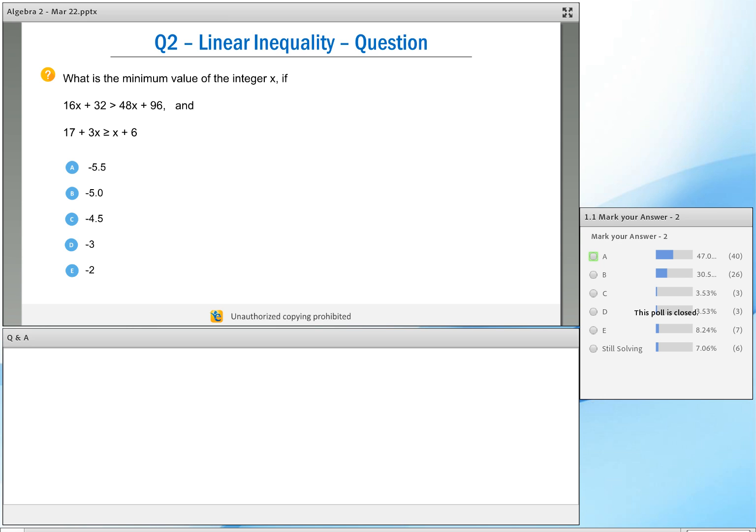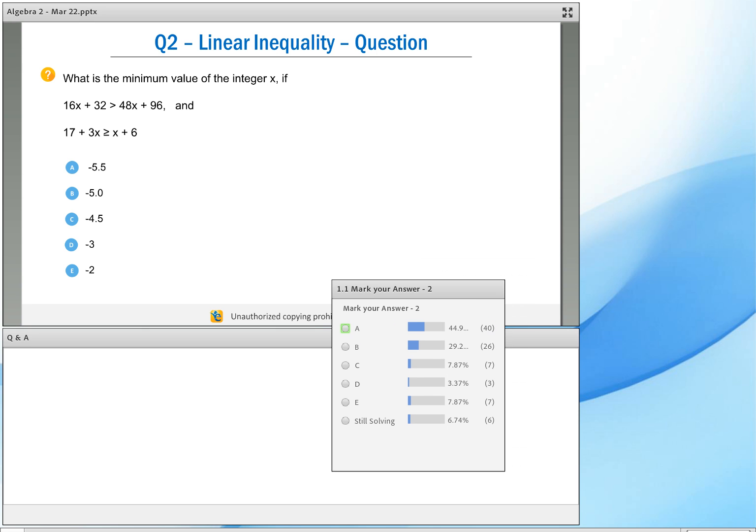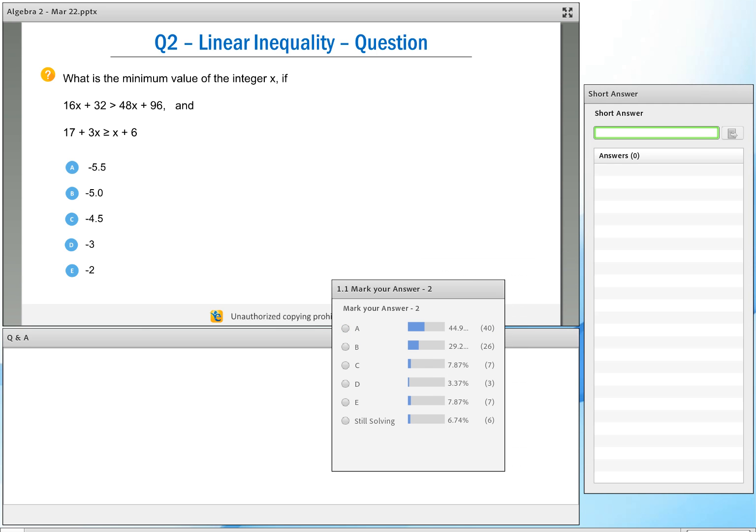When I see this data, I feel really sad, and I'll tell you why. Because those of you who chose choice A did the math right. Where you faltered was you didn't read the question. Please read the question and tell me where you guys faltered. Okay. It's supposed to be an integer. And is minus 5.5, is that an integer? No. The correct answer is minus 5, which is choice B.